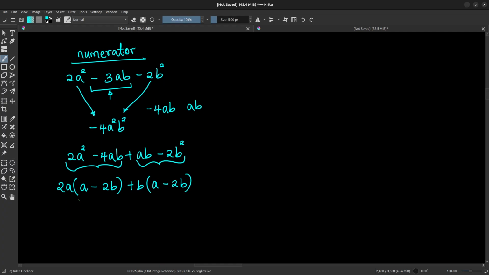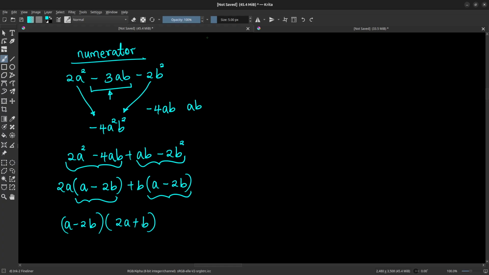So in the first term, we have a minus 2b, and we still have it in the second term. So let's factor out a minus 2b. When we factor out a minus 2b, the first term divided by a minus 2b leaves us with 2a, plus the second term divided by a minus 2b leaves us with b. So this is the simplification for the numerator.